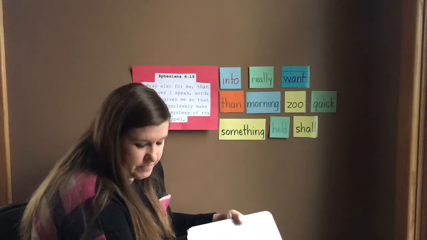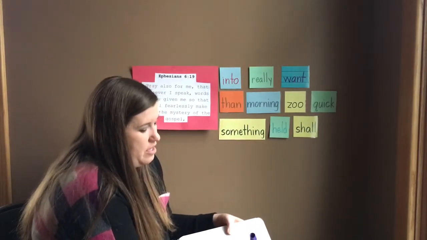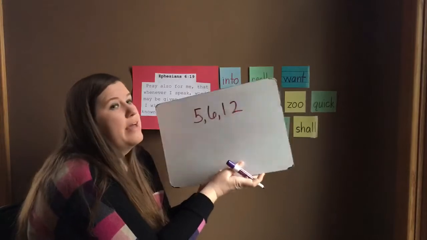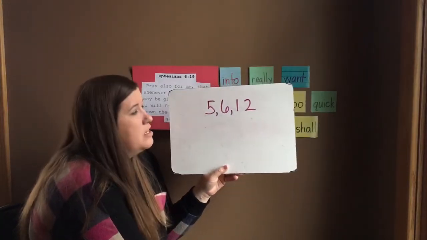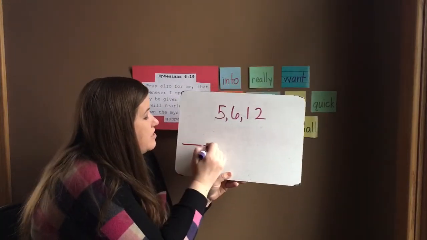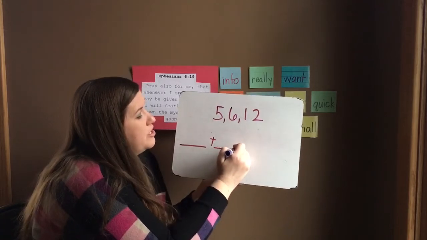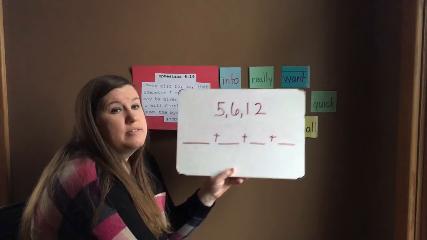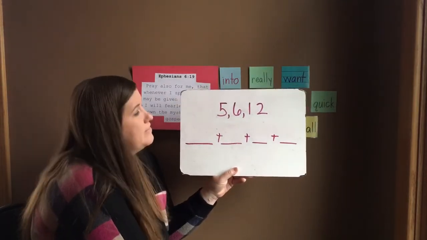Okay, let me, the number, 5,612. Okay, go ahead and expand that. So you're going to have a thousands plus a hundreds plus a tens plus a ones. You do it.